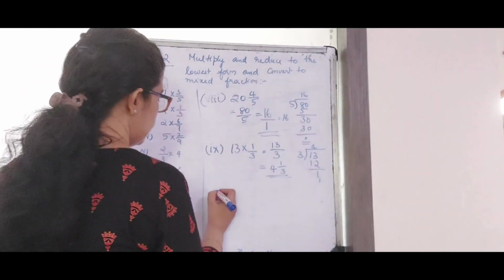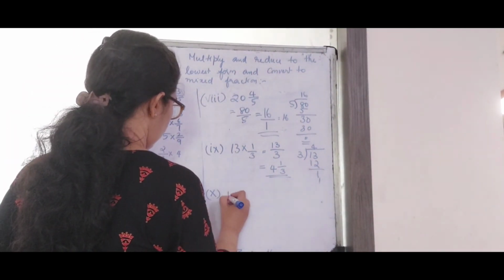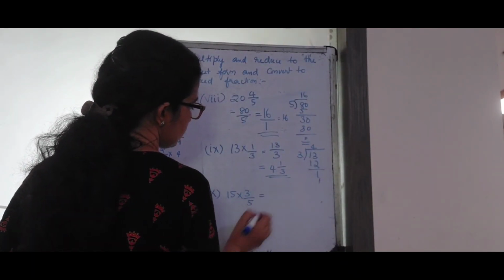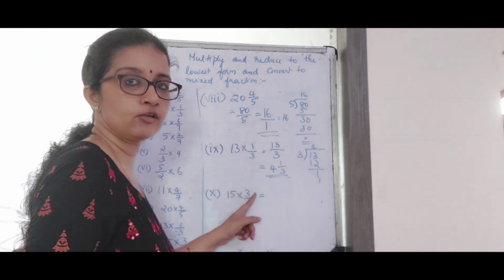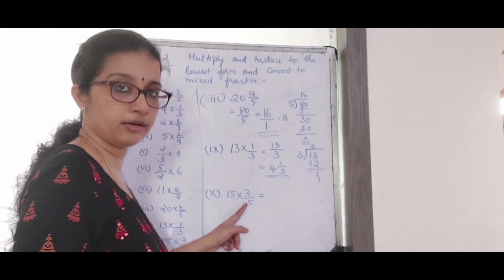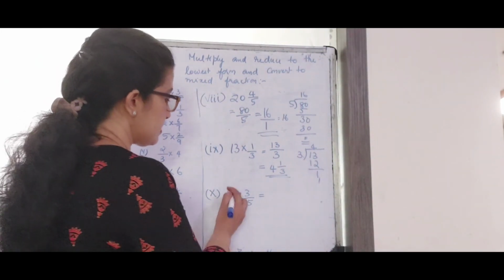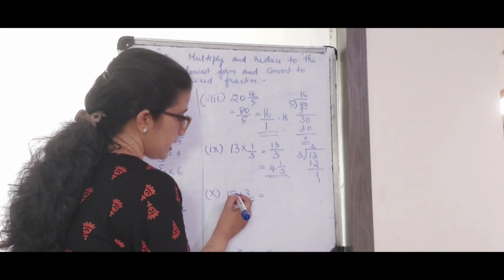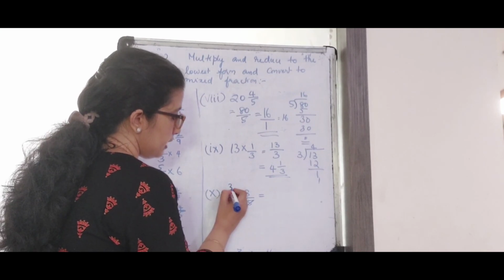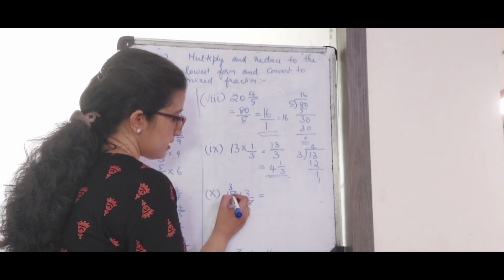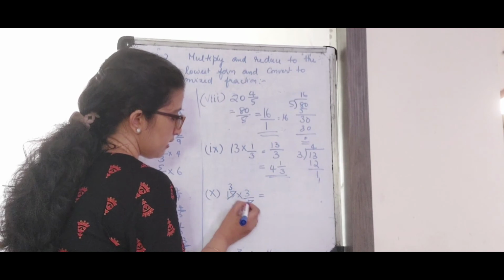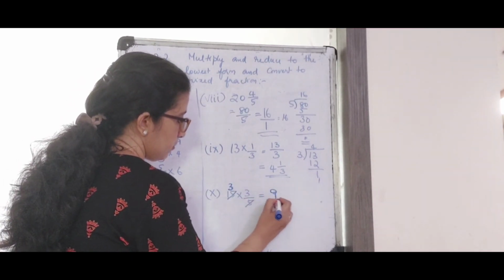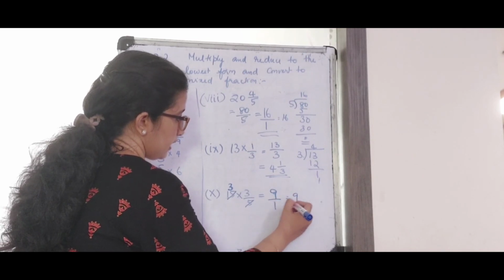Now let's take the 10th problem. 15 into 3 by 5 is equal to, you can either multiply 15 into 3 is 45, 45 divided by 5, or you can directly cancel this 15 and 5, right? 5 is divisible in 15. So if you cancel like this, 5 3s are 15. So you have to write 3 here. 3 into 3 is 9. 9 by 1 or 9.